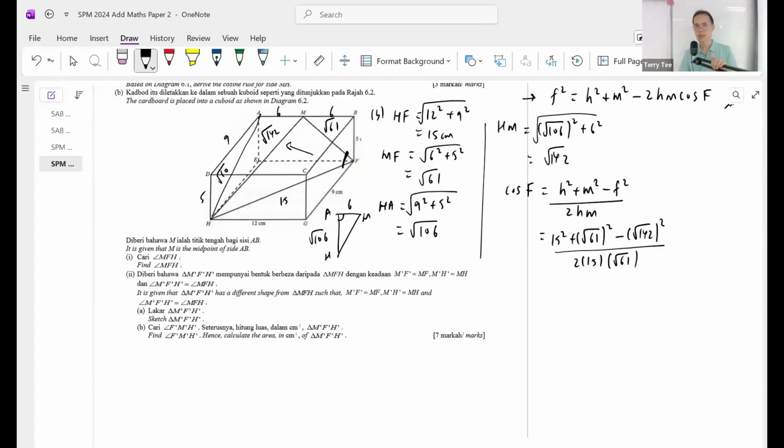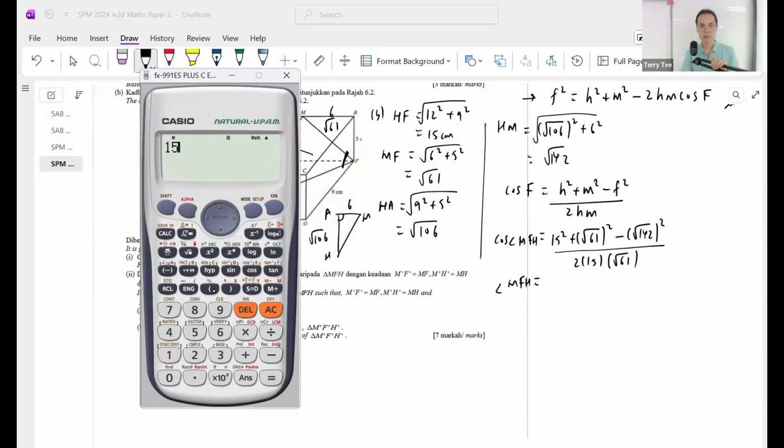Okay, so your angle F or MFH, this is MFH, so you can write here cos MFH. Okay, use your calculator. 15. Okay, please put a bracket. Those who are using the old calculator, the 570 MS, the old version, please put open and close brackets. 61 minus 142 divide 2 times 15 times square root 61.